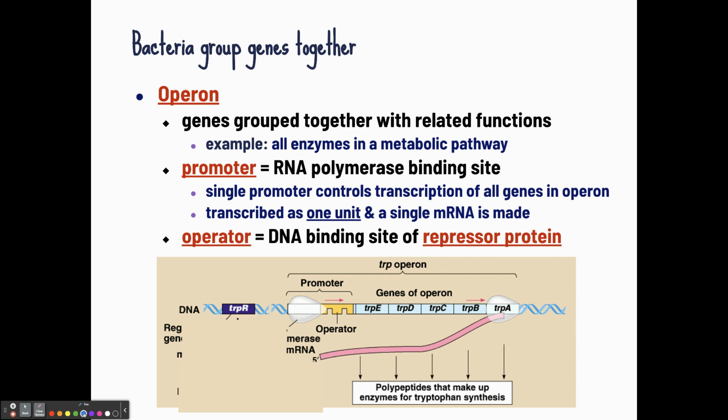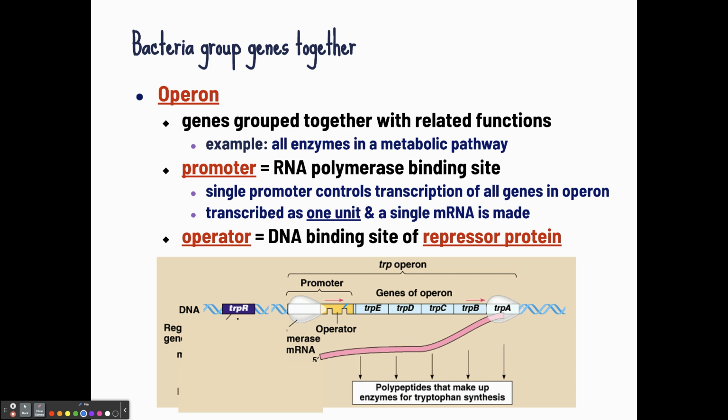Then we also have what's known as a promoter region. When you promote something, it's a start. So the promoter is the binding site for RNA polymerase, and if you recall, RNA polymerase builds RNA. A single promoter controls transcription of all genes in the operon. It's transcribed as one unit and a single mRNA is made.